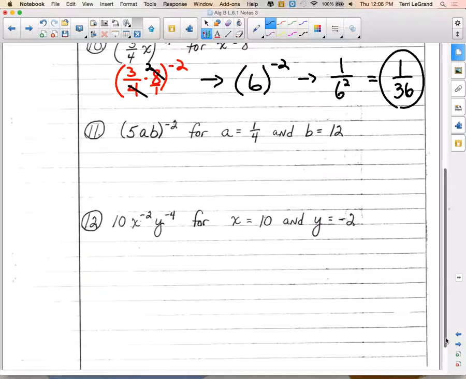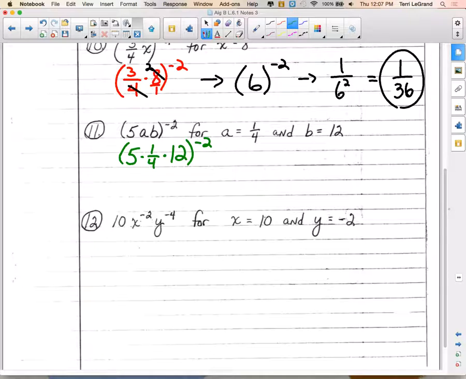Number 11. We're going to do A is 1/4, so we have 5 that's going to get multiplied times 1/4, and then we have a B that's going to be multiplied by 12, and then all of that's going to be taken to the negative 2 power. Okay, so there's this little property called the commutative property of multiplication that really tells us what? What can we do? You can put 5 over 1 and 12 over 1. Well, we can make those into fractions, but that's not the commutative property. The commutative property says you can multiply in any order you want.